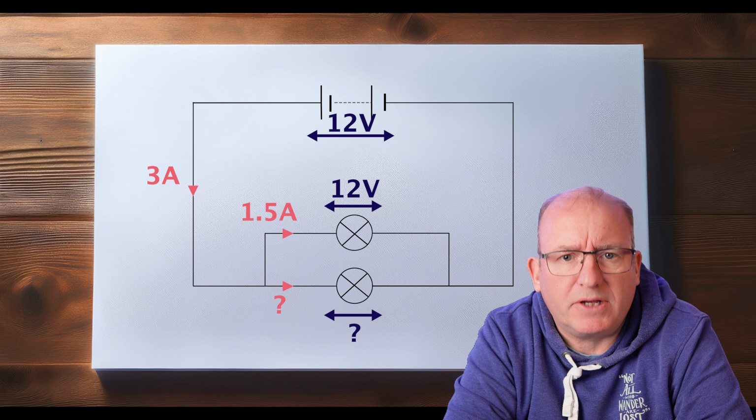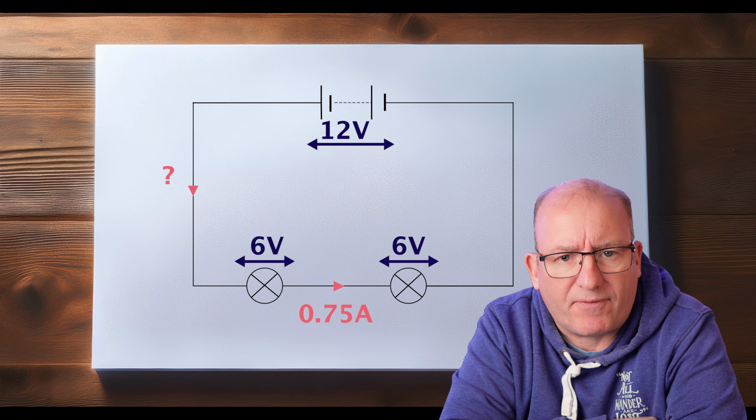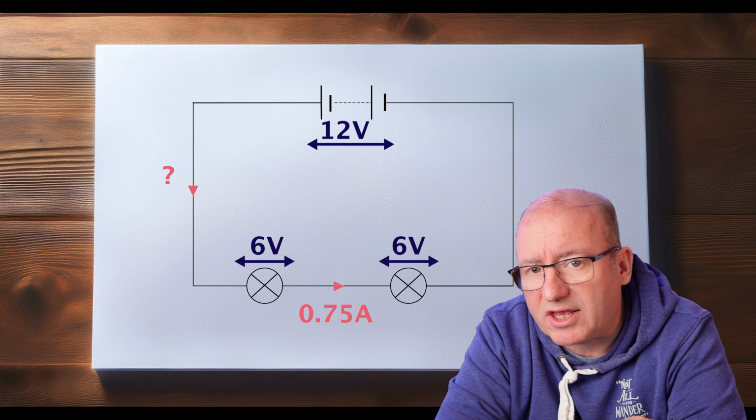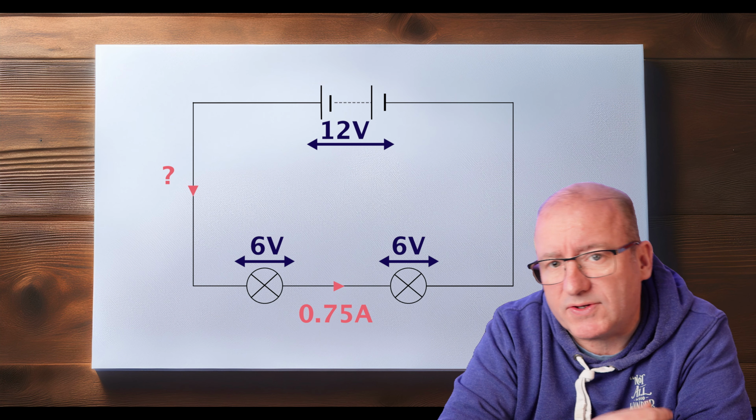Here's one more. What's the missing current and what's the missing voltage? Well, this is a series circuit. Out of the 12 volts that are supplied, 6 volts are dropped across the first lamp. That leaves 6 volts to drop across the second lamp. Remember how the voltages have all got to add up to the total voltage supplied. So 6 volts and 6 volts equals 12 volts. In a series circuit, the current's the same all the way round, so it has to be 0.75 amps wherever you measure it.